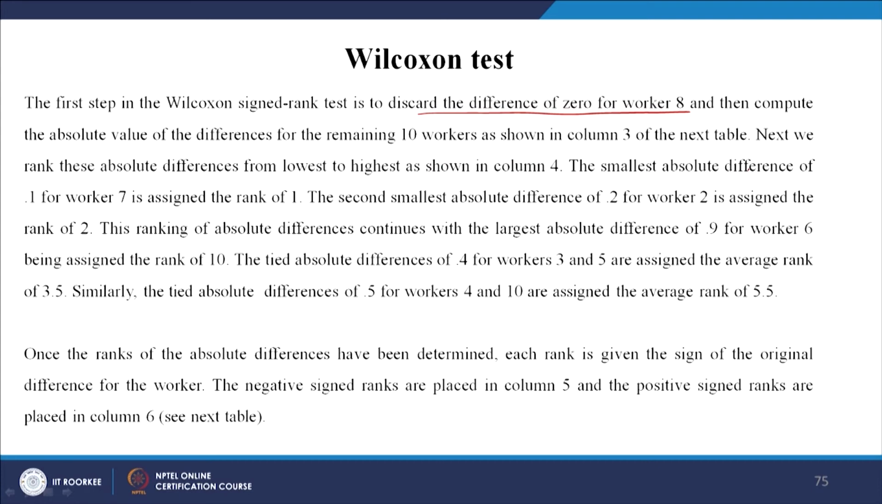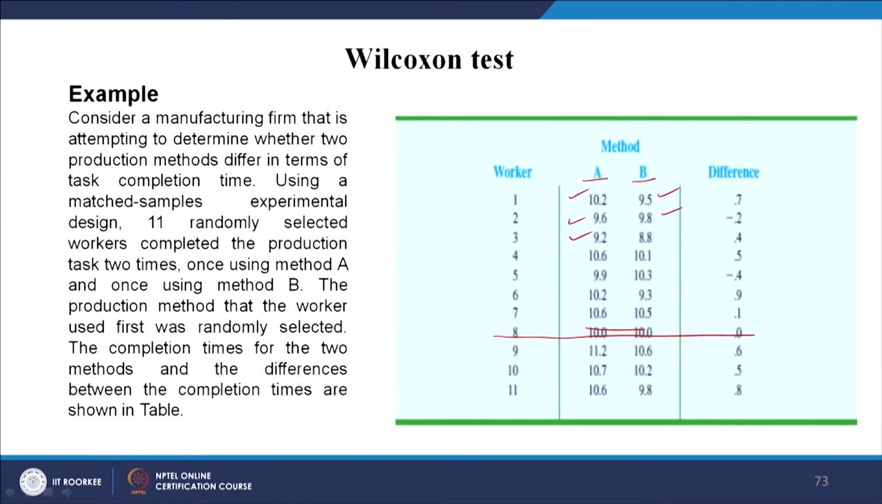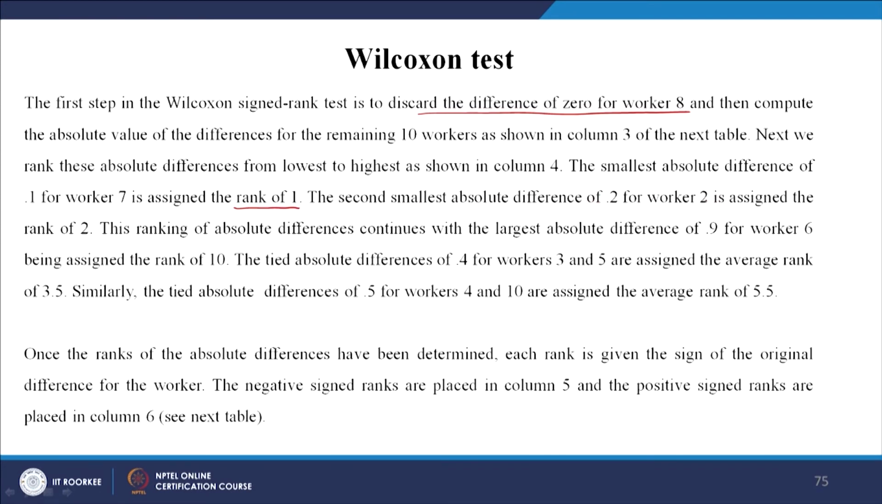The smallest absolute difference of 0.1 for worker 7 is rank 1. So worker 7 has a difference that means both methods are taking almost the same time. The second smallest, 0.2, is rank 2, and it goes on until you get the highest difference, which is the 10th rank.